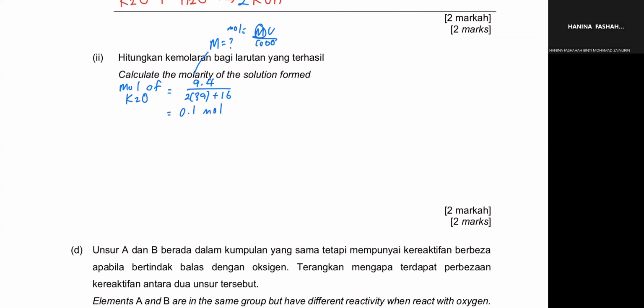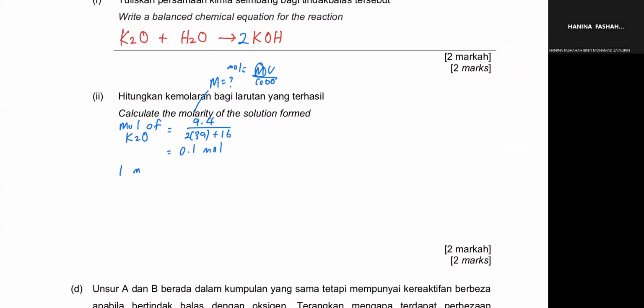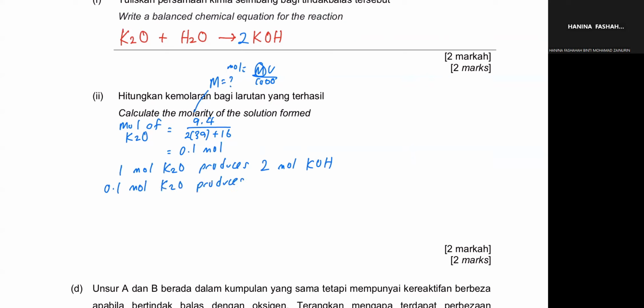Then you do the ratio again. Here the equation ratio is 1 mole of K2O produces 2 mole KOH. The top line is the equation, the second line is the one you calculated. So 0.1 K2O produces 0.2 mole, times 2, KOH.